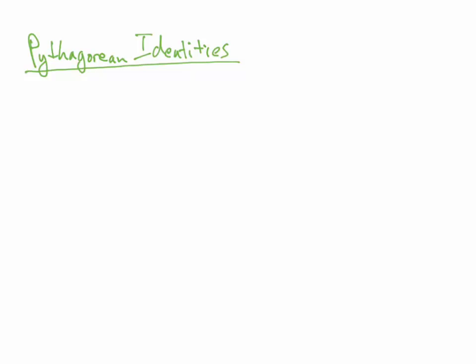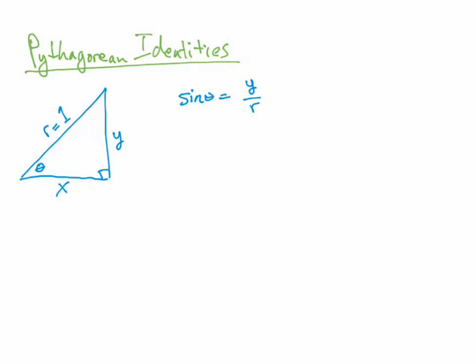So next let's talk about what are called the Pythagorean identities, and the Pythagorean identities are going to get derived from a right triangle. So if we have angle theta here, x, y, and let's say the hypotenuse r has a length of 1. Now if we take sine of that angle theta, sine is just going to be y over r. Because r is equal to 1, this is just equal to y. And then if we look at cosine theta, this is going to be x over r, and since r is equal to 1, this is just equal to x.